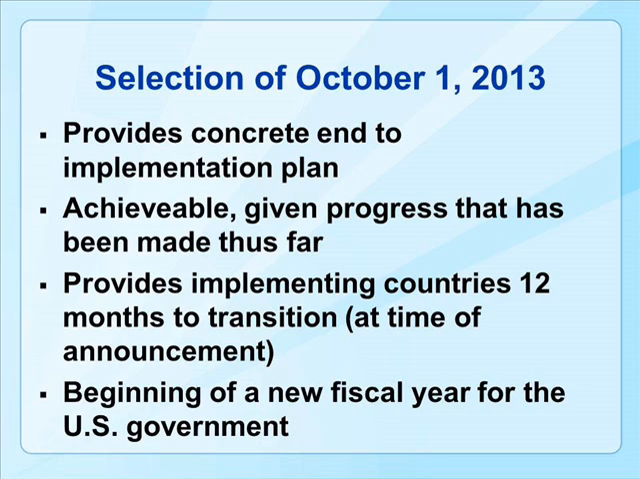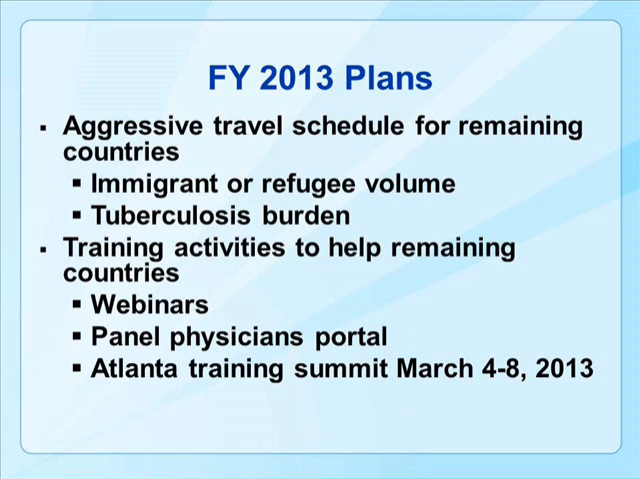It provides the implementing countries at least 12 months to transition, and that's at least 12 months at the time of this announcement in August. And it's the beginning of a new fiscal year for the U.S. government. For many embassies, the start of a new fiscal year provides a good time for them to have new things begin. So during this fiscal year, our division has a very aggressive travel schedule for the remaining countries, again based on immigrant and refugee volumes and TB burdens.